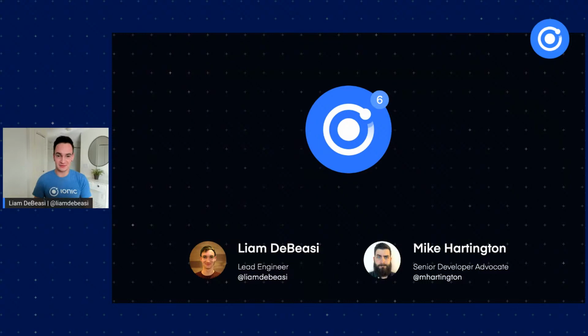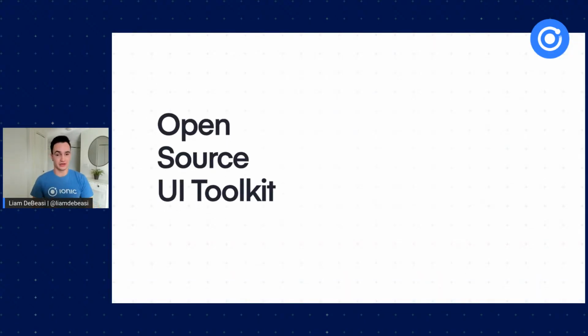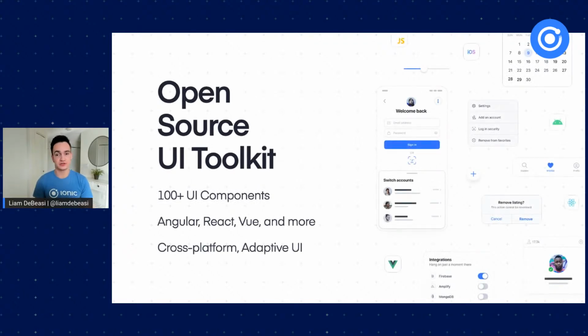All right. So once again, I'm Liam, the lead engineer on Ionic Framework, and I'm going to be telling you about what's new in Ionic 6. For those of you who don't know, Ionic is our open source UI toolkit. It's got over 100 UI components that you can build cross-platform mobile applications with. We've got Angular support, React support, Vue support, and you can even use no framework at all if you just want to use our components. It's a cross-platform adaptive UI toolkit, and we just released Ionic 6 late last year. Really recommend you check it out.